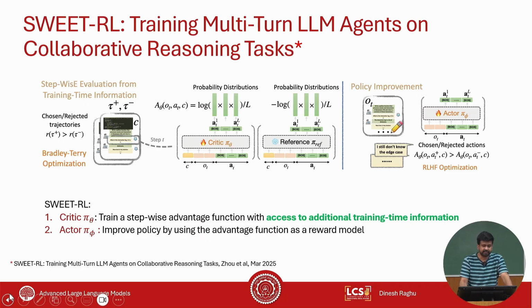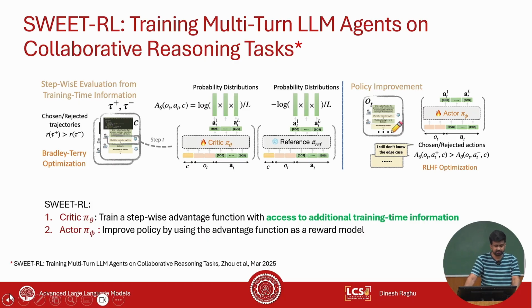So the critic takes the conversation that has been going on so far, along with the additional training time information that you have. This additional information is not needed during inference, it's only needed during training. With that information, they train a critic model, and the critic model acts as a reward function. The reward function goes back to your policy improvement. And once you learn the policy, you can throw away the critic. You don't need the critic anymore once you have the policy. Then during inference, you can just give whatever conversation history, and it will be able to predict the right next action.